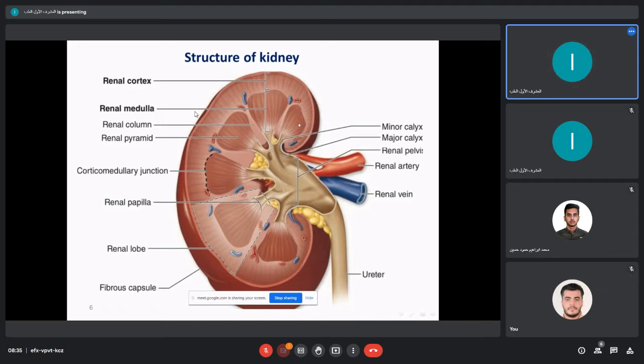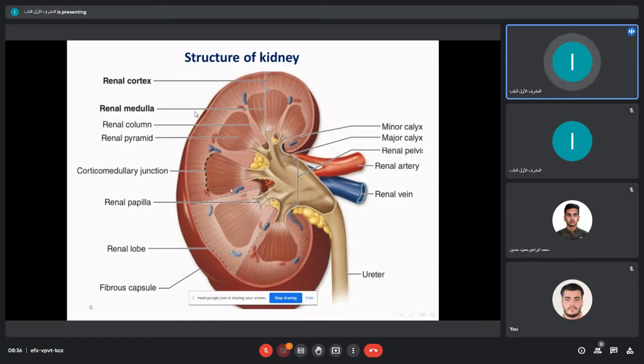The medulla here is divided into pyramidal or cone-shaped structures called the renal pyramids. The base of each pyramid is at the junction of the cortex and medulla and is called the corticomedullary junction. This is the base of the renal pyramid, and this is the tip. The tip of the renal pyramid here is called the renal papilla, and it delivers the filtered urine into the minor calyces, major calyces, renal pelvis, and then into the ureter.